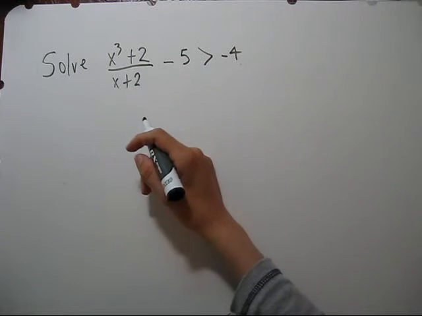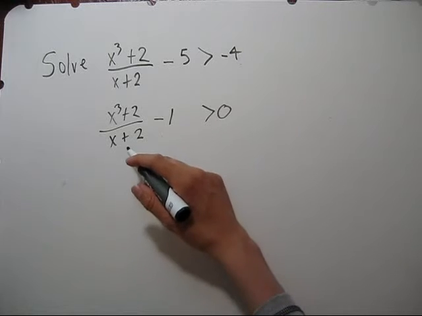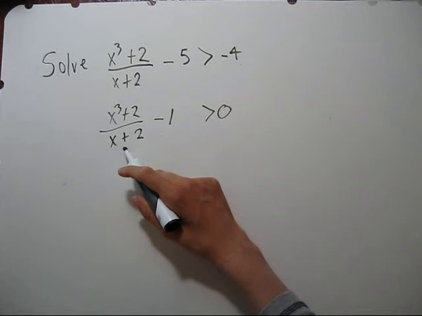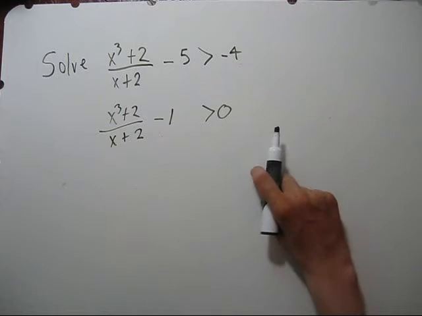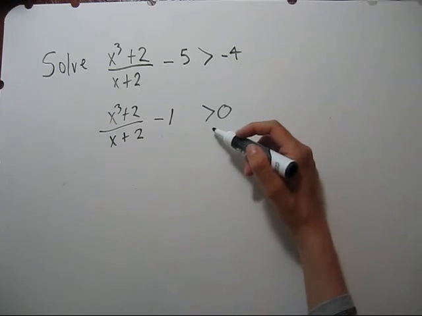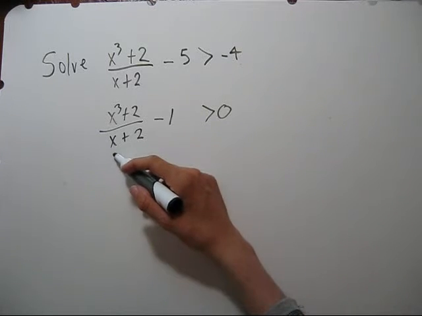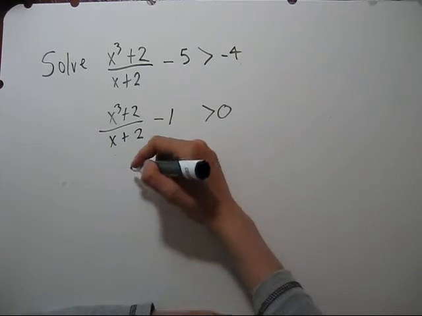To solve this one, let's first get one side to 0. We might be tempted to multiply both sides by x plus 2 to get rid of the denominator. The trouble is, when we multiply an inequality on both sides, we need to know if it's positive or negative, and if it's 0, it's not allowed at all. Since x is unknown, we don't know that. There's a way to get around it though, and that's just to leave it in.